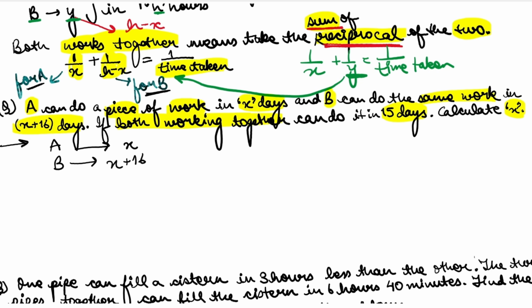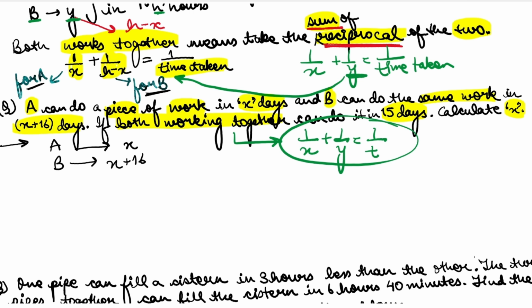And the question says if both are working together, which means we get a concept here, that is 1 by x plus 1 by y is equal to 1 by total time taken, correct? Since both are working together, we'll add the number of days taken by both of them. So we'll take it as 1 by x plus 1 by x plus 16, which becomes equal to 1 by 15.